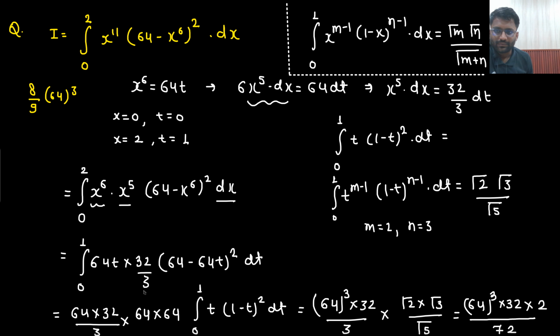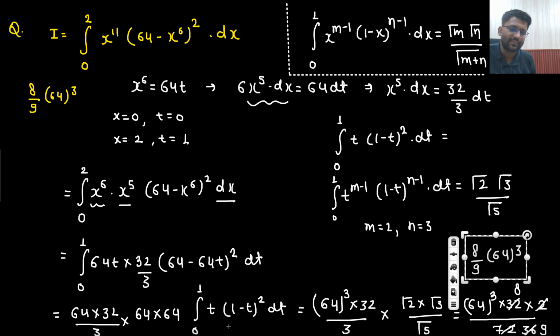Okay, 64 to the power 3, you need to write down the answer in this manner. So we need to cancel now. So this will be 36, and now 4 8s are 32, 4 9s are 36. So the answer is 8 by 9 into 64 to the power 3. That's it. This is the answer.